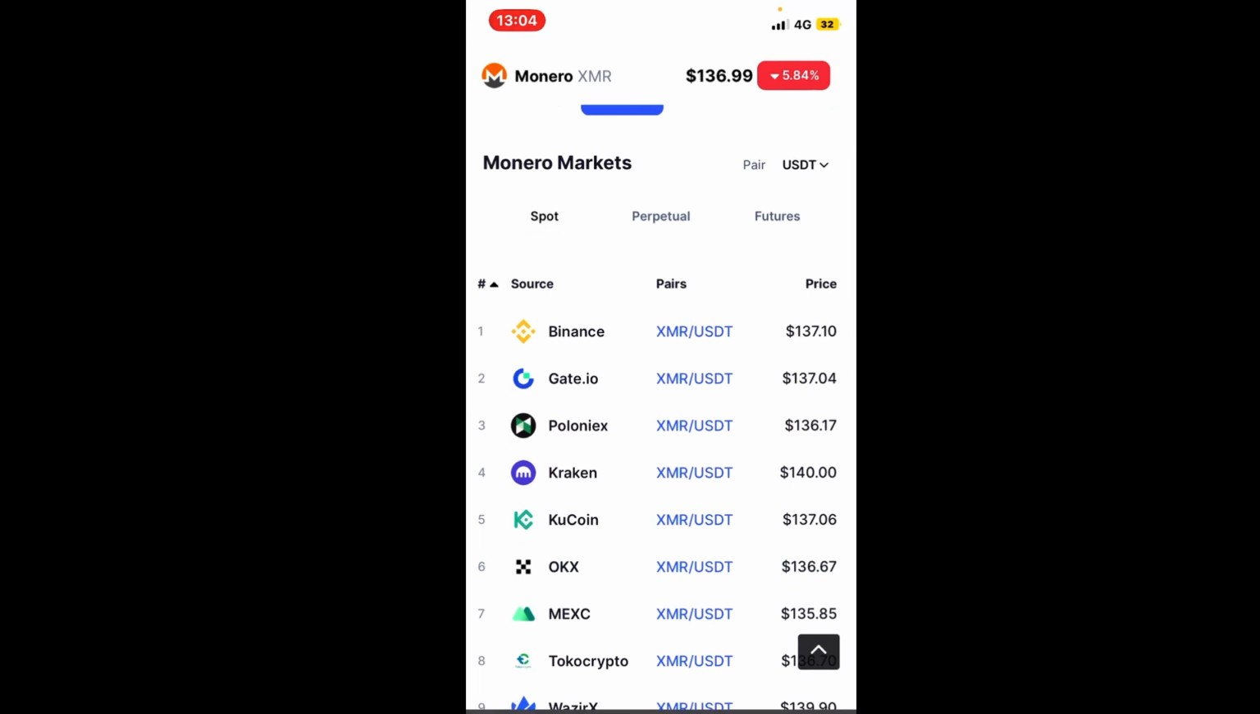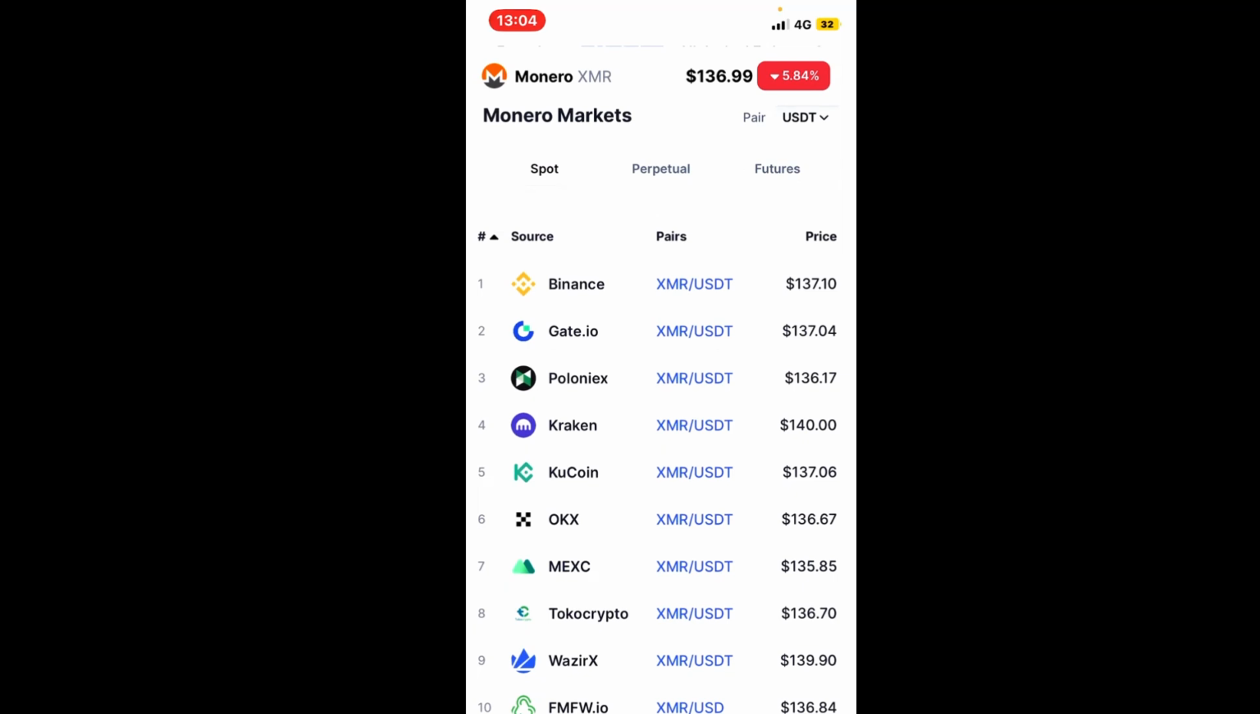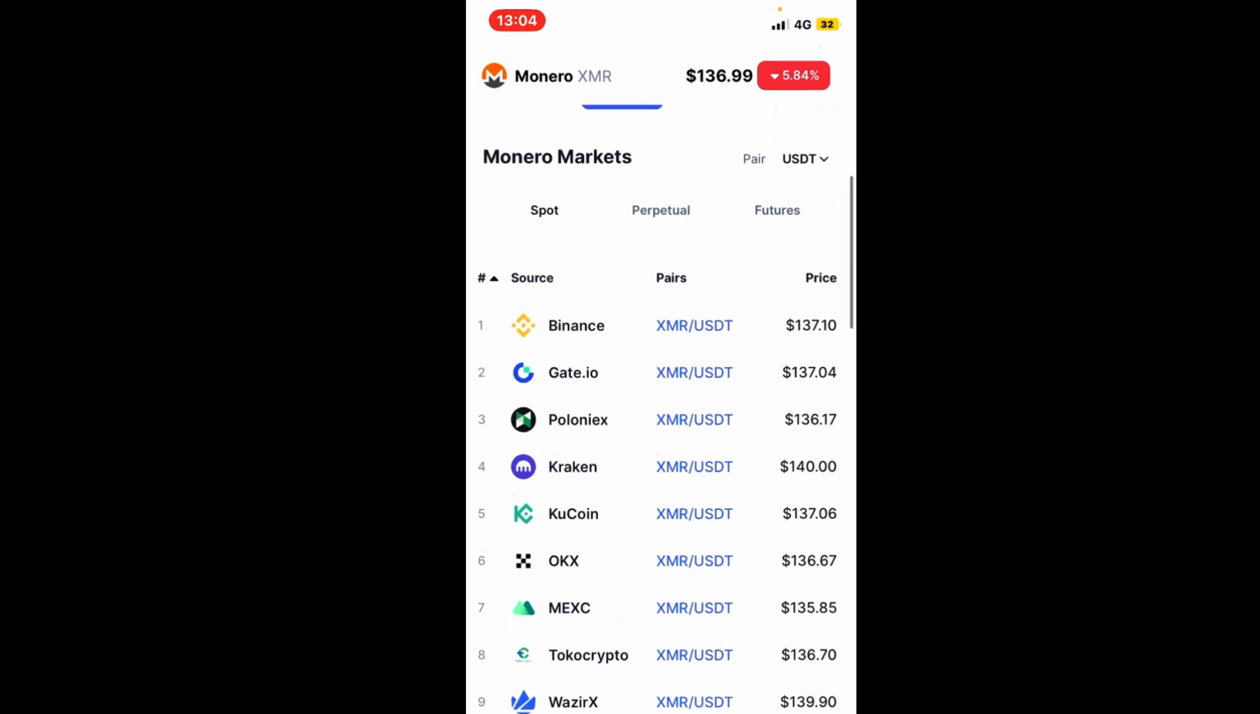So that's basically how you can use Kraken and Gate.io to profit: buy on Gate.io and sell on Kraken. You buy around $137.40, then you sell at $140. So that's how you make the profit, basically the price difference.